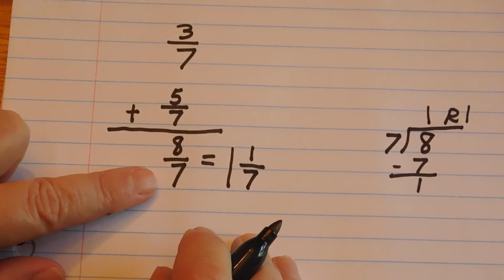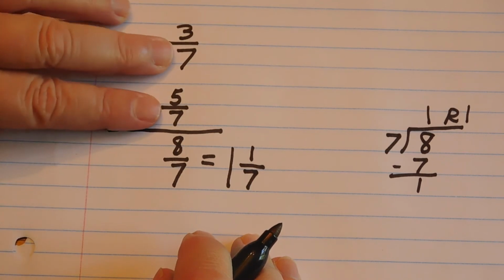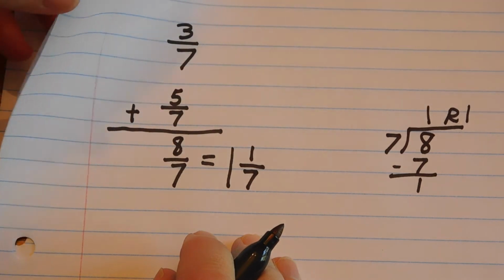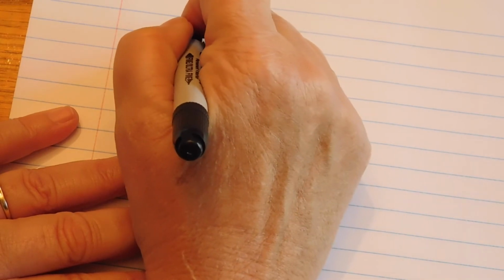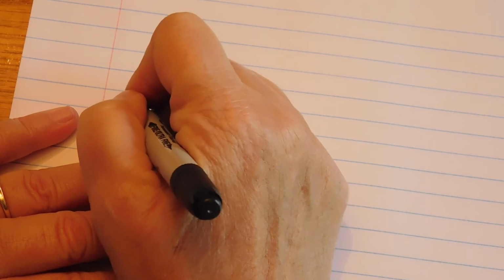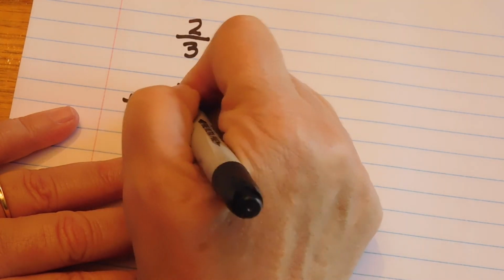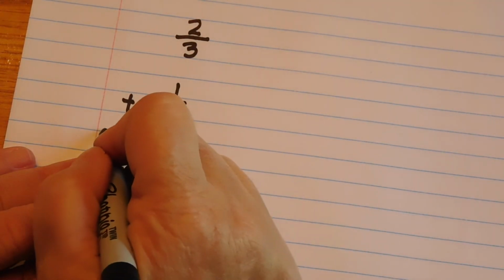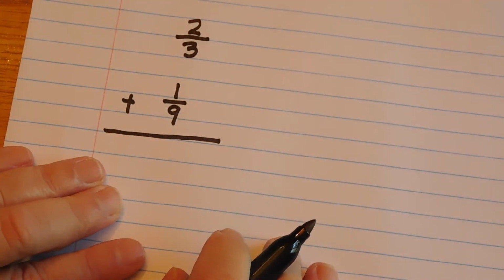Okay, so that's all review. So what we're going to do now, this time what's going to happen is our two denominators are going to be different from each other. So let's see how that plays out. So we'll start off with a pretty easy one. Let's suppose we had 2/3 plus 1/9.